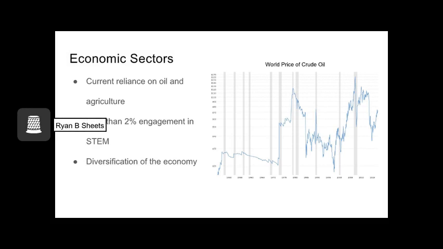Investments in human capital could have an effect throughout economic sectors. In Chad, oil accounts for 79% of exports, and agriculture makes up about 80% of all employment. On the graph to the right, we can see the world price of crude oil and how much this fluctuates over time. So when oil prices fall, Chad loses out on revenue and the economy suffers. Because so many people also rely on agriculture, droughts or climate damage have devastating effects on an already malnourished population.